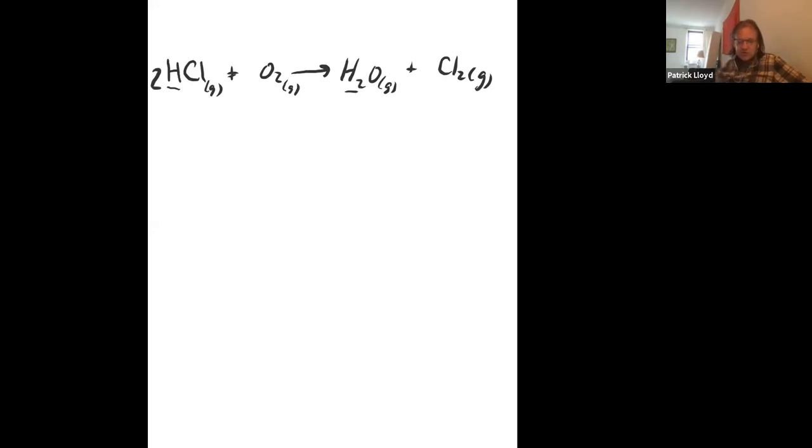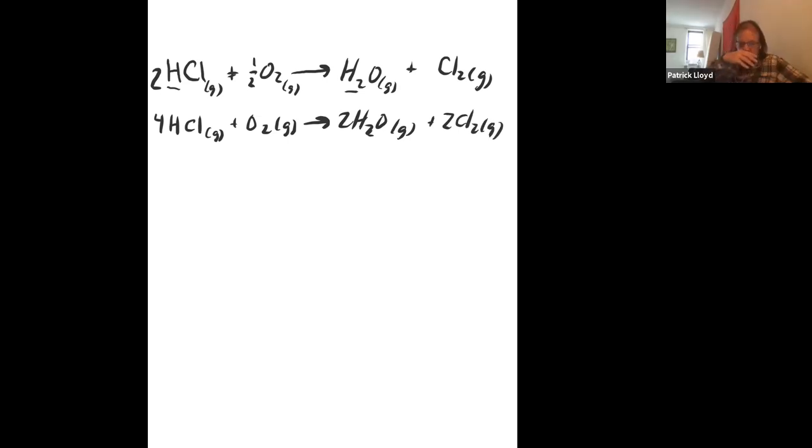2 hydrogens, 2 chlorines, 1 oxygen on the right, 2 on the left. So I'm doing my little trick here, right? Put a half there. A half times 2 is 1. Now, to maybe make it easier conceptually, you could multiply everything by 2. But it's okay, you don't have to do this step. It's still balanced because I multiplied everything by 2.